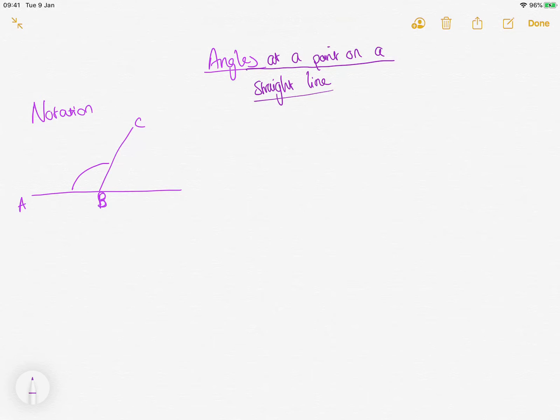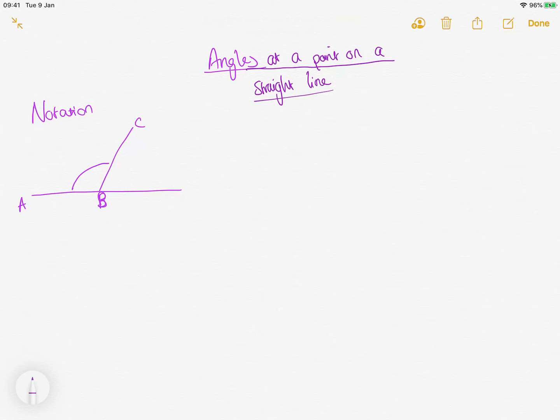Hi, year 9, your title for today is Angles at a Point on a Straight Line. So before we go into angles that are next to each other on a straight line, I'm just going to look at some notation which you may see, which if you don't understand it, you're not going to be able to answer questions.